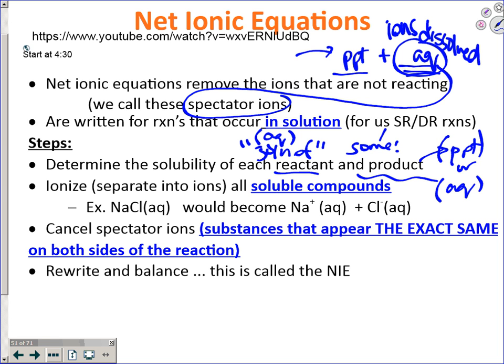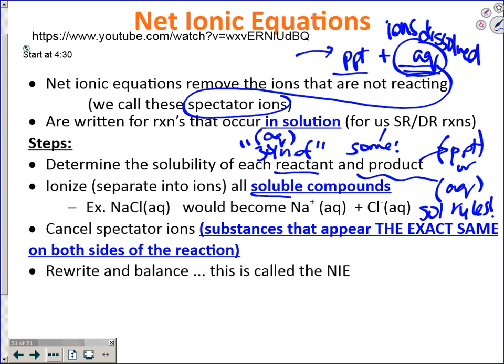And how would one figure that out? When you're looking at the reaction you've written out for yourself, how do you figure this out? Solubility rules, right? So you must use the solubility rules, and that's going to be on a reference table. So you're going to be able to use that reference table as you need it. So once you figure out the solubility of each of the reactants and products, you're going to separate, or ionize, and I'm going to show you how to do that in a second, anything that's soluble.